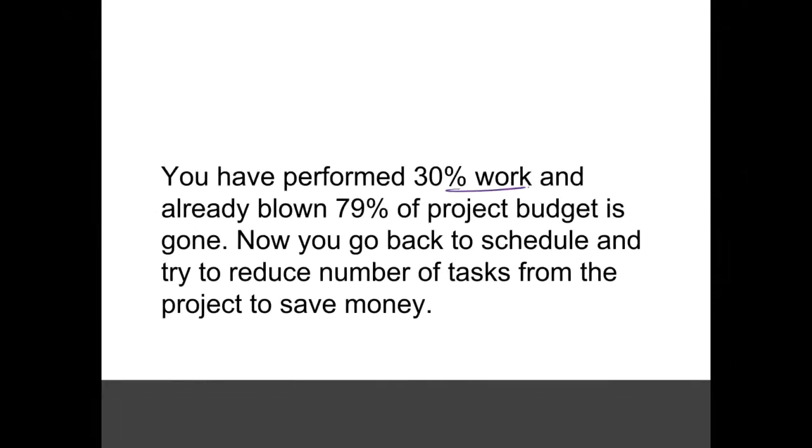You have performed 30% of the work and already 79% of the project budget is gone. Now you go back to the schedule and try to reduce the number of tasks from the project to save money. So here is an example where you are compromising your quality or the specifications which were agreed to ensure that you stick to your cost targets. So when we have to make such trade-off decisions.